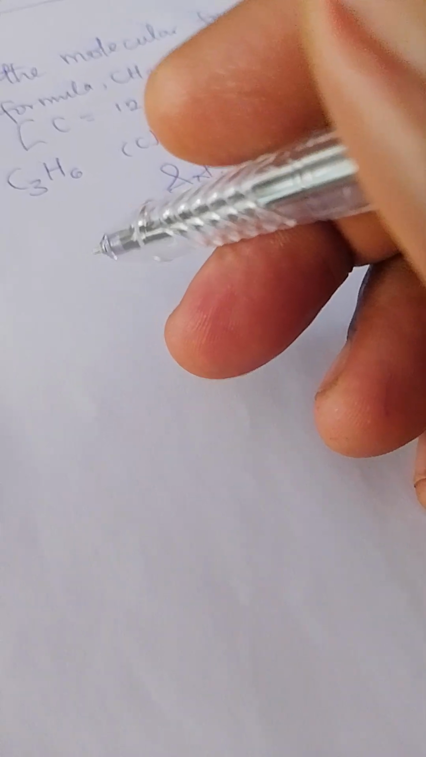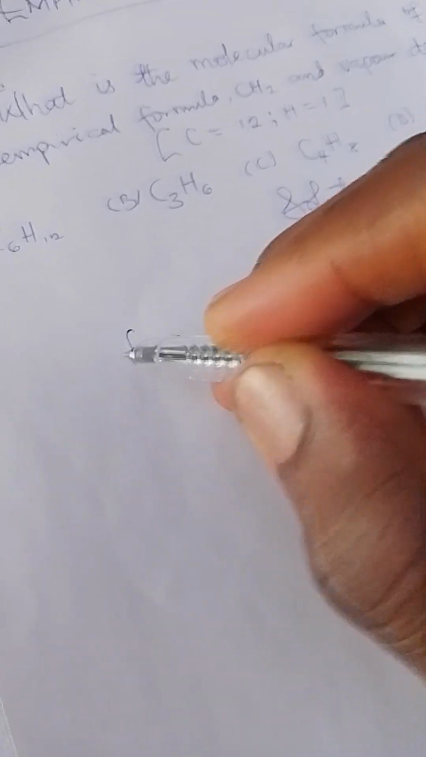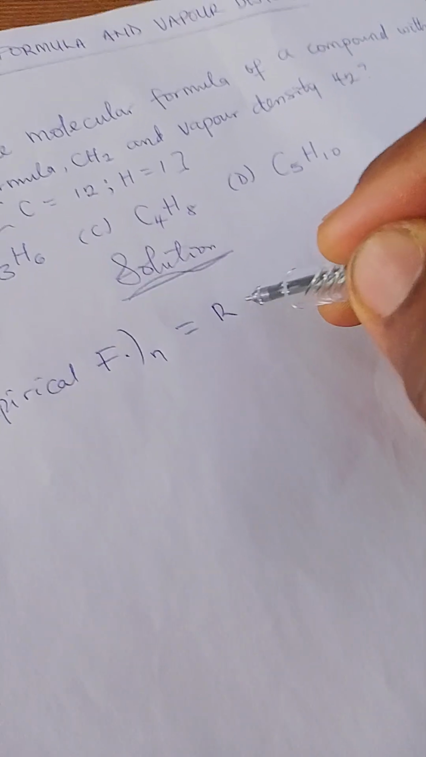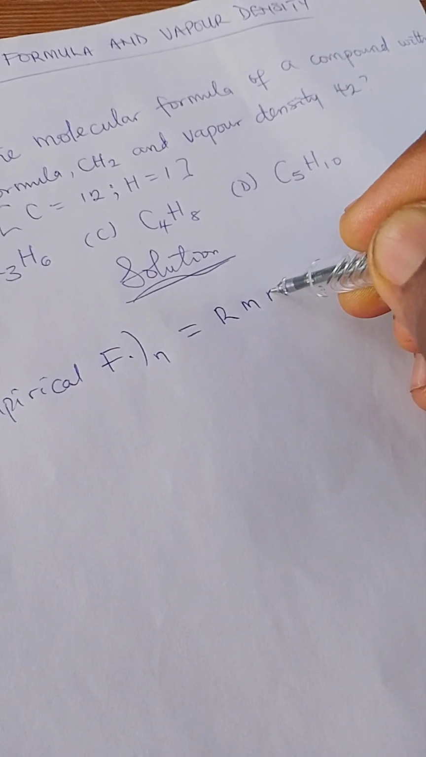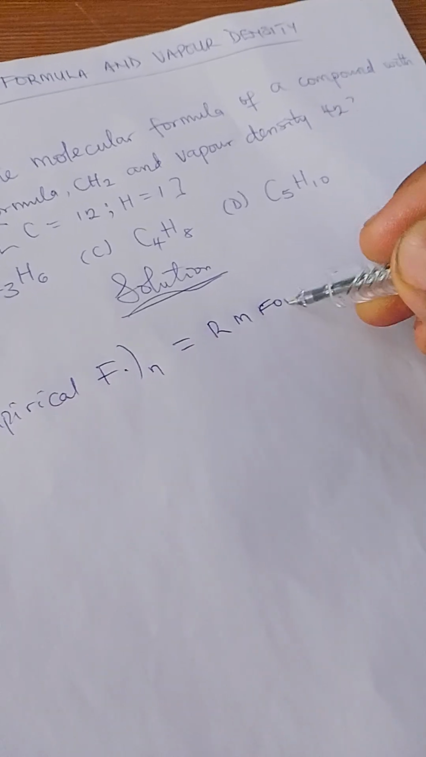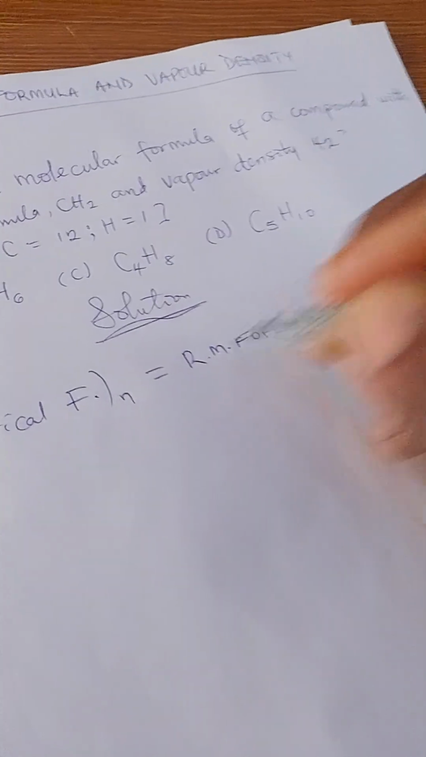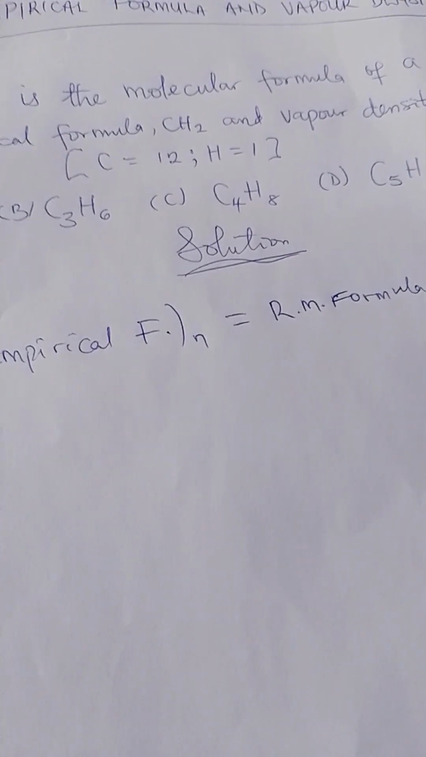So let's quickly solve this. To solve this, we're going to use this formula. Remember, there's a formula: molecular formula is equal to empirical formula in bracket N equals relative molecular formula. That's the formula we are going to use. Let this F stand for formula, bracket N equals relative molecular mass, all are the same. Remember this formula, that's what we are going to use.